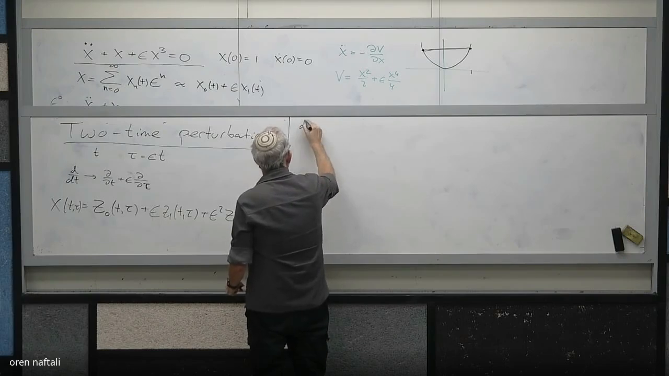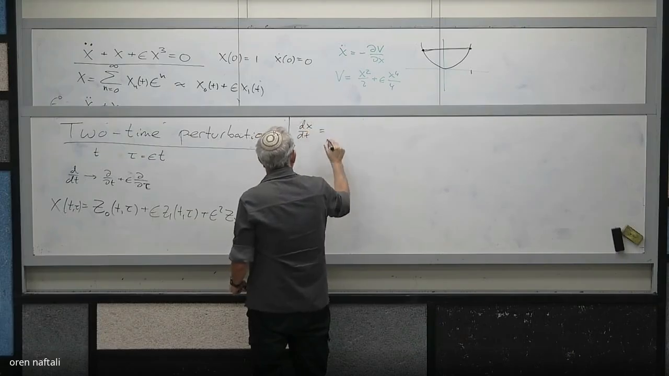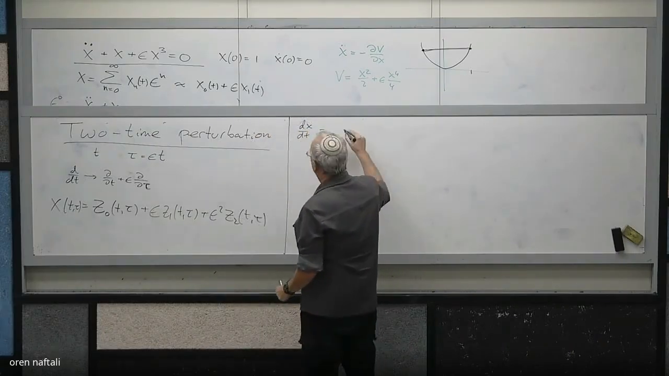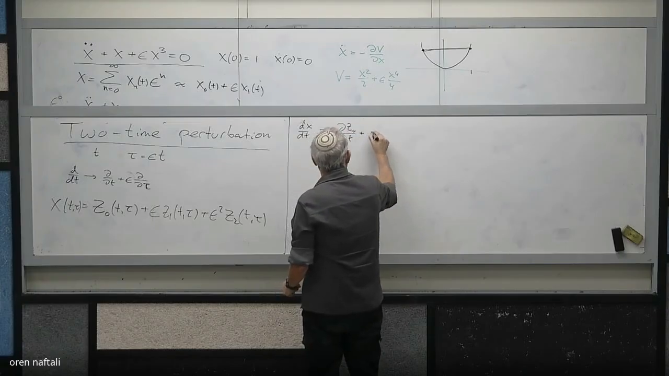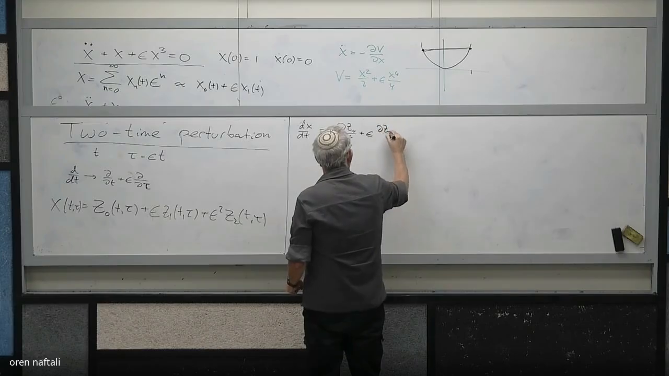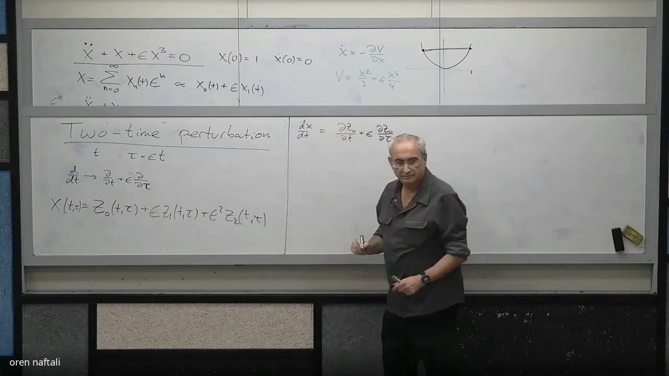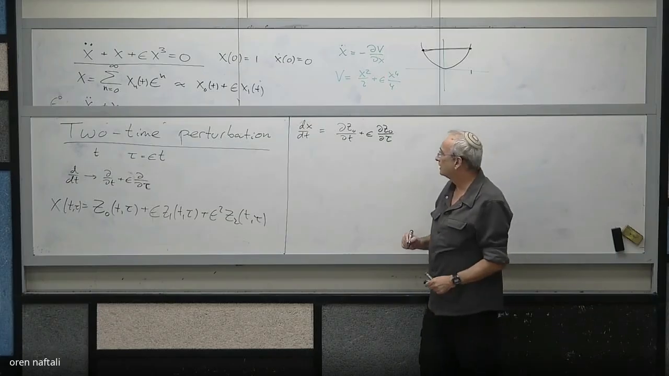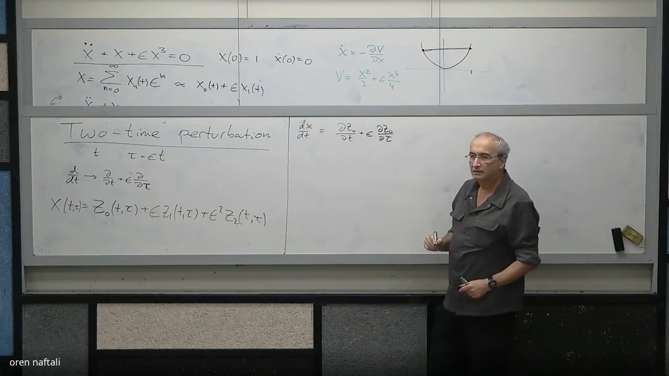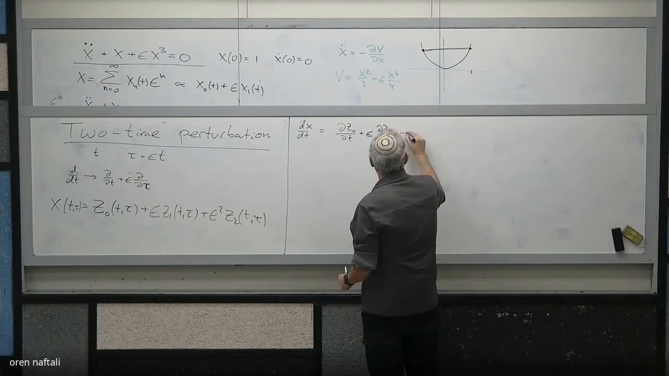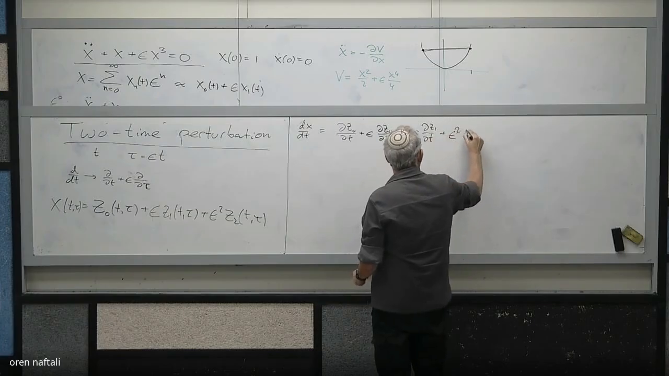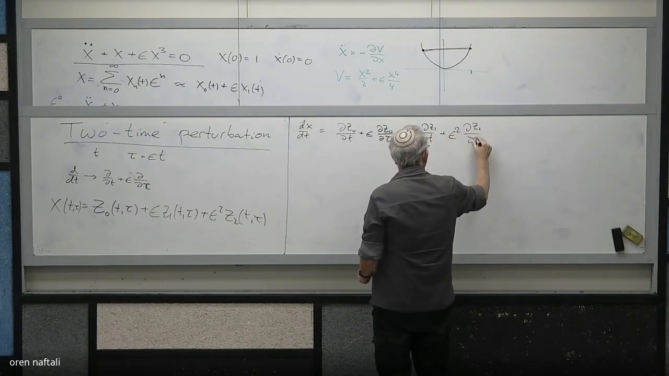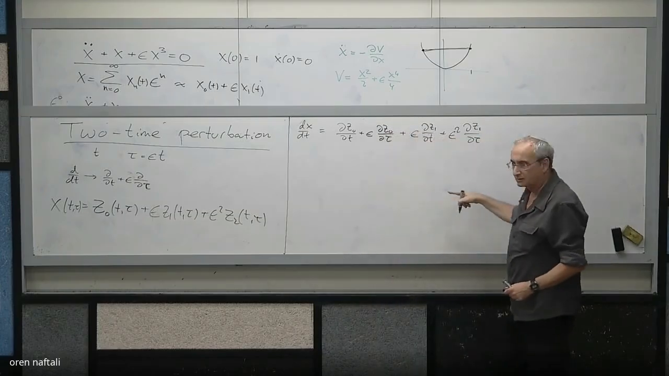is equal to... So I have ∂z0/∂t plus epsilon ∂z0/∂tau. Can there be a half? Why half? Oh, okay, I see. Plus epsilon ∂z1/∂t plus epsilon squared ∂z1/∂tau. You see? And so on.